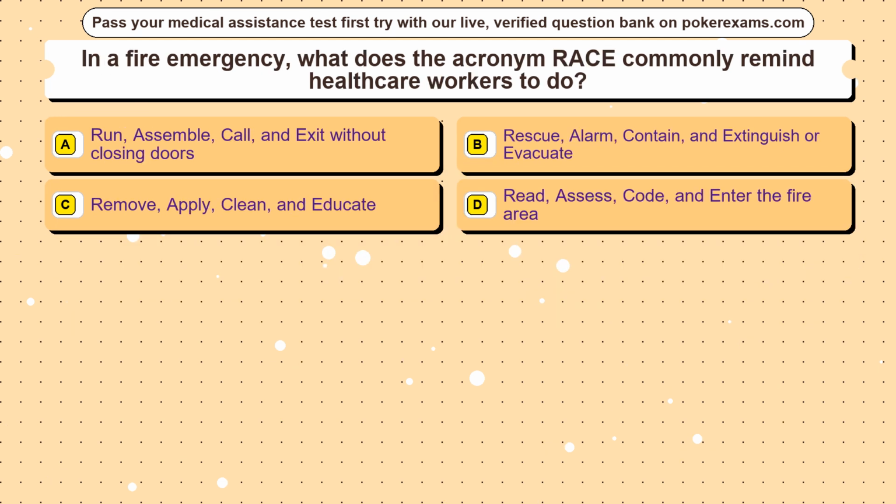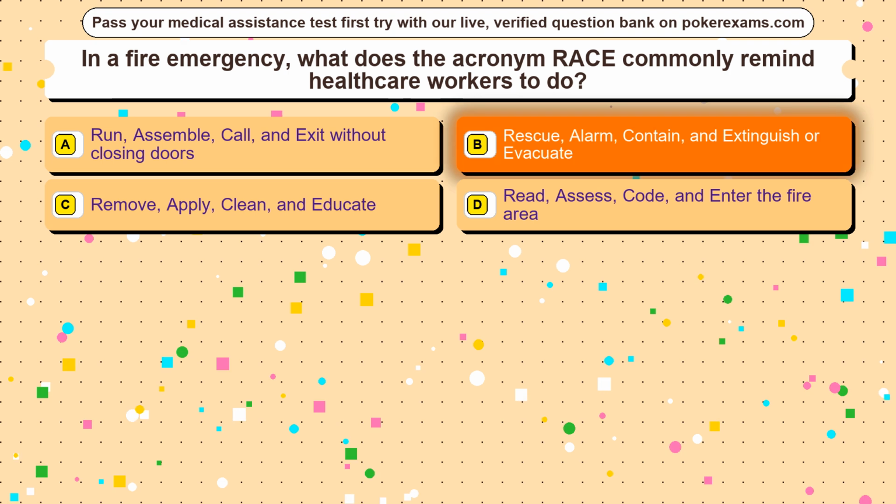Question 17. In a fire emergency, what does the acronym RACE commonly remind healthcare workers to do? Option A, run, assemble, call, and exit without closing doors. Option B, rescue, alarm, contain, and extinguish or evacuate. Option C, remove, apply, clean, and educate. Option D, read, assess, code, and enter the fire area. The correct answer is option B, rescue, alarm, contain, and extinguish or evacuate.